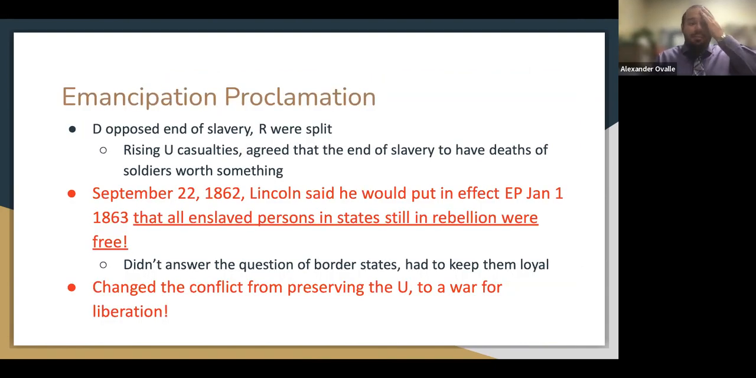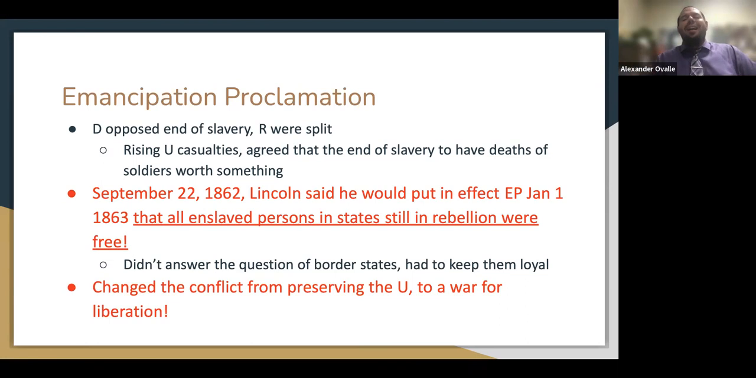Okay, the Emancipation Proclamation. So Democrats are going to oppose the end of slavery. Republicans, however, were split. With the rising number of Union casualties, they agreed that ending slavery would have their deaths mean something. There was a cause for their death. This is sad to say. So September 22nd, 1862, Lincoln said he would put in effect the EP, Emancipation Proclamation, January 1st, 1863, that all enslaved persons in states in rebellion were free.